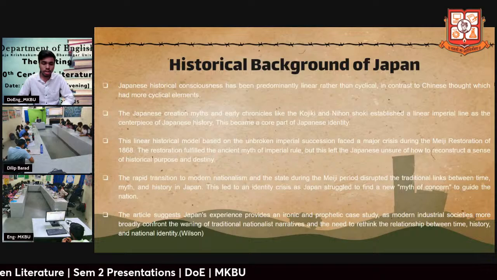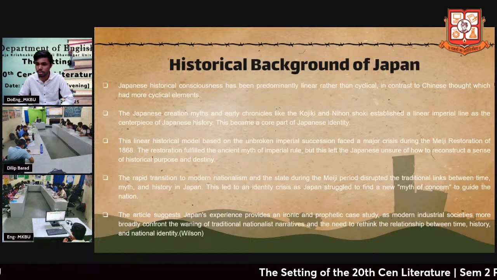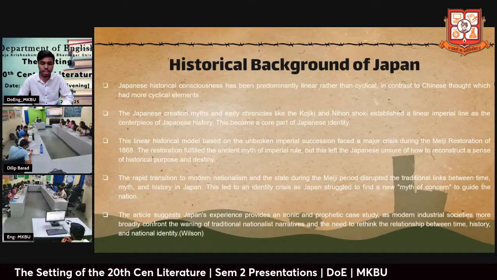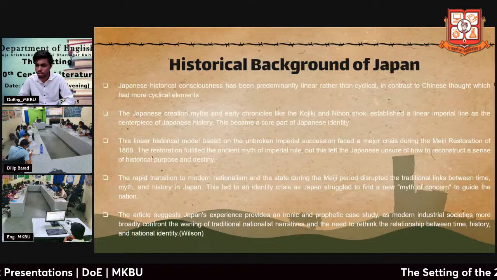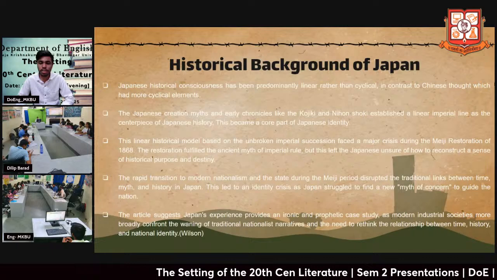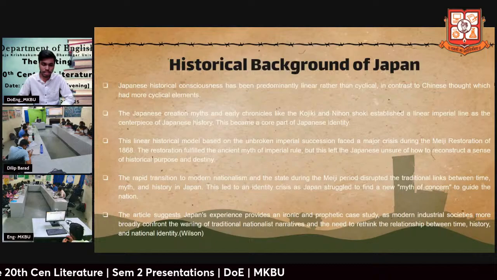This led to an identity crisis as Japan struggled to find a new myth to guide the nation. In the article, Wilson also suggests that the Japanese experience provides an ironic and prophetic gesture. As a modern industrial society, it has more broadly confirmed the warning of traditional nationalist narratives and the need to rethink the relation between time, history, and national identity.